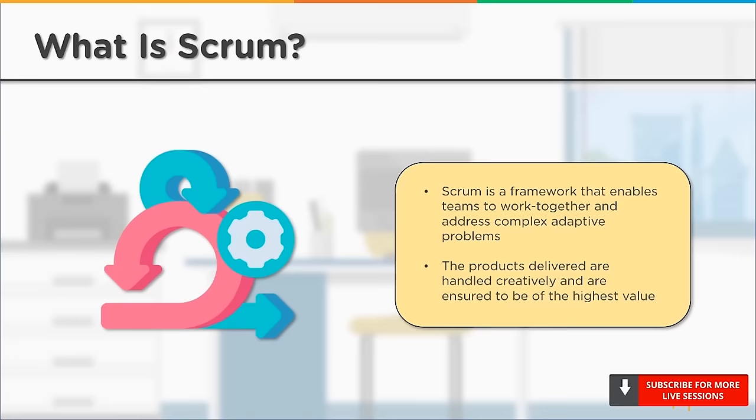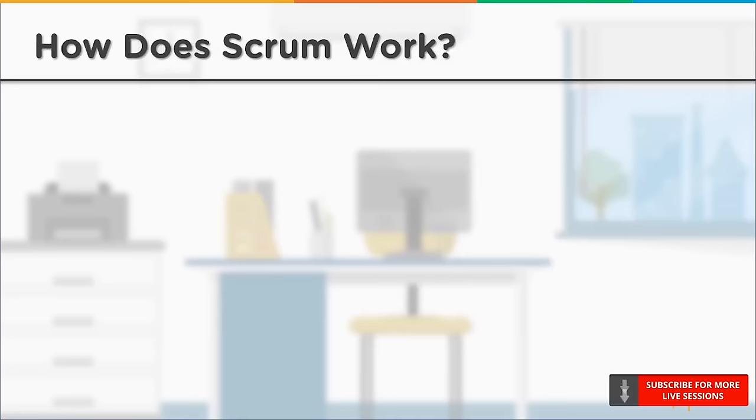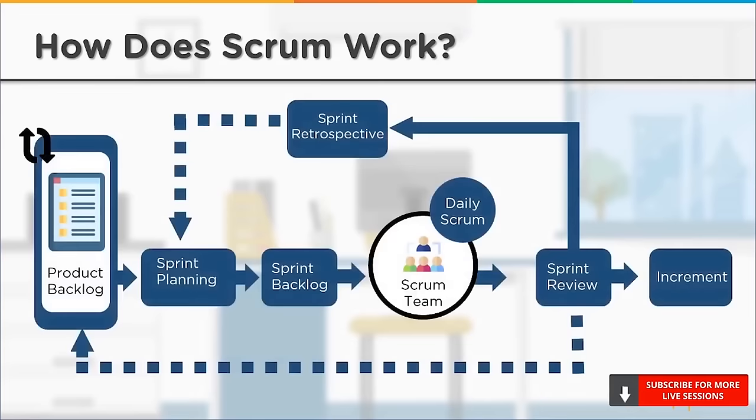With Scrum, teams can deliver their projects in an efficient manner. Time and money are used effectively. Thanks to Scrum meetings, visibility is improved, and improvements can be made thanks to constant feedback from clients and customers, and so much more. Now, let's have a look at how Scrum works. So here's the entire process.